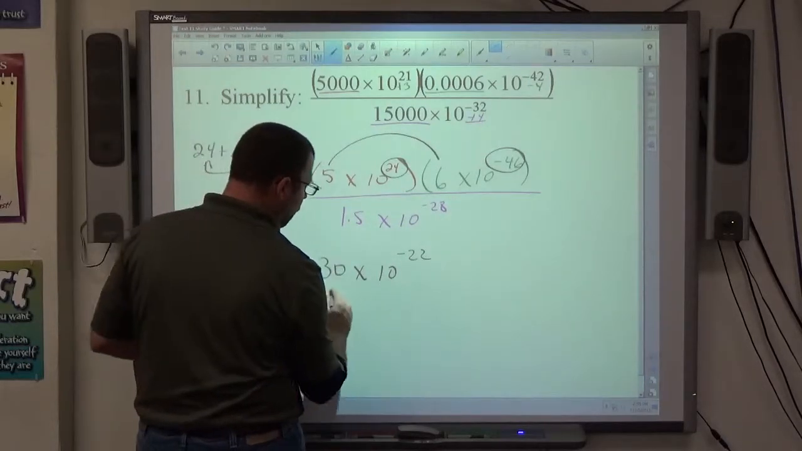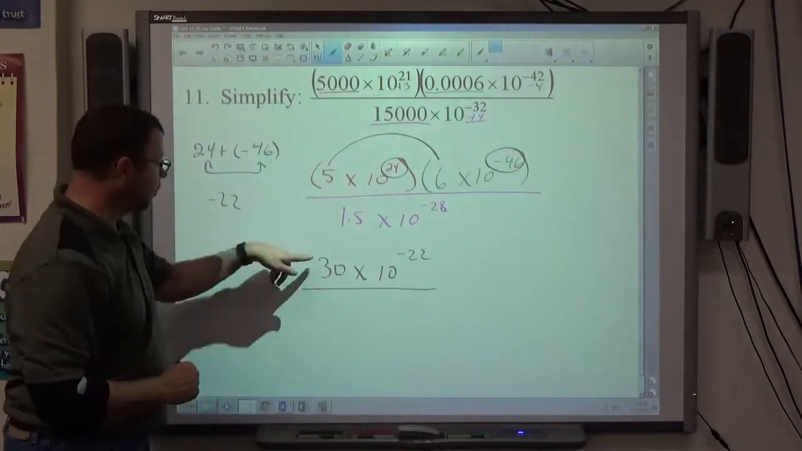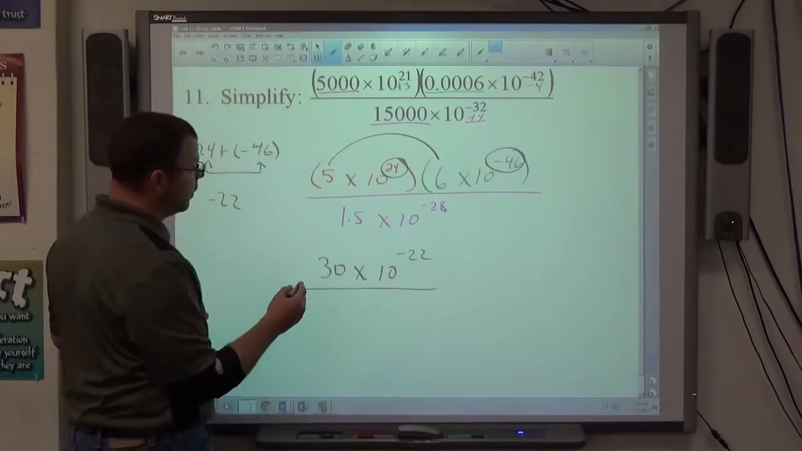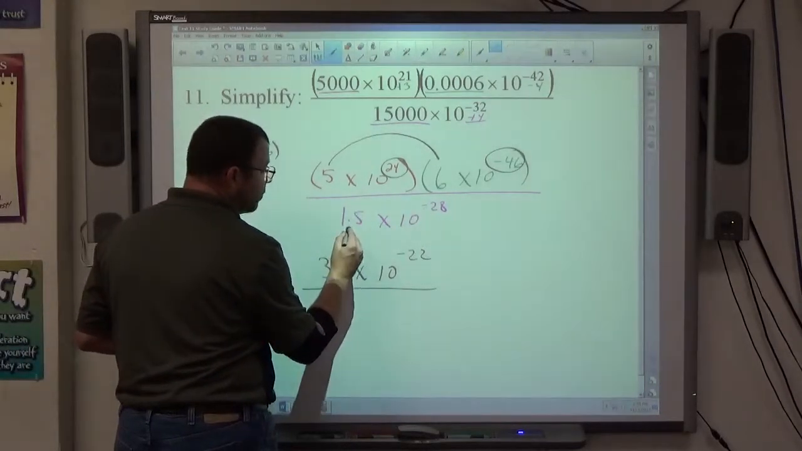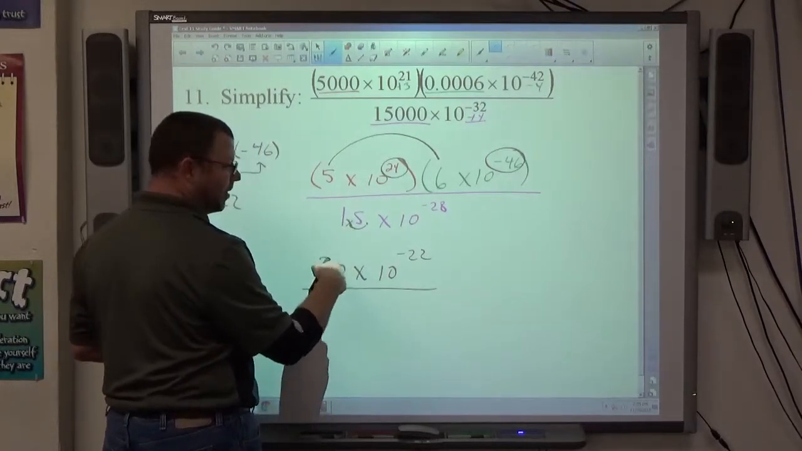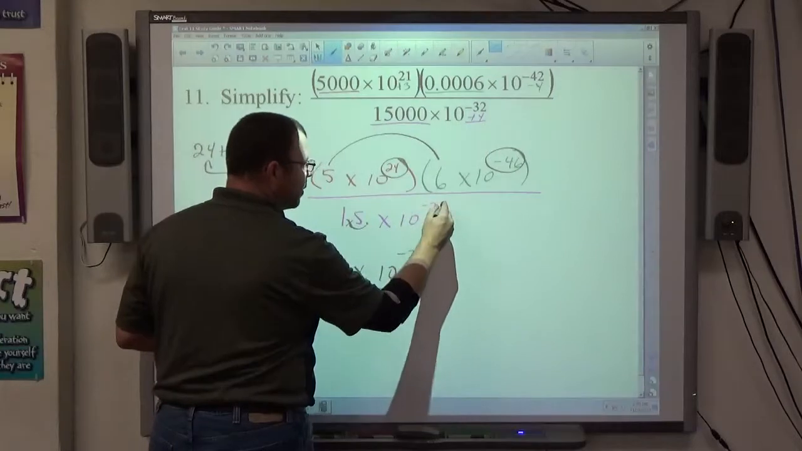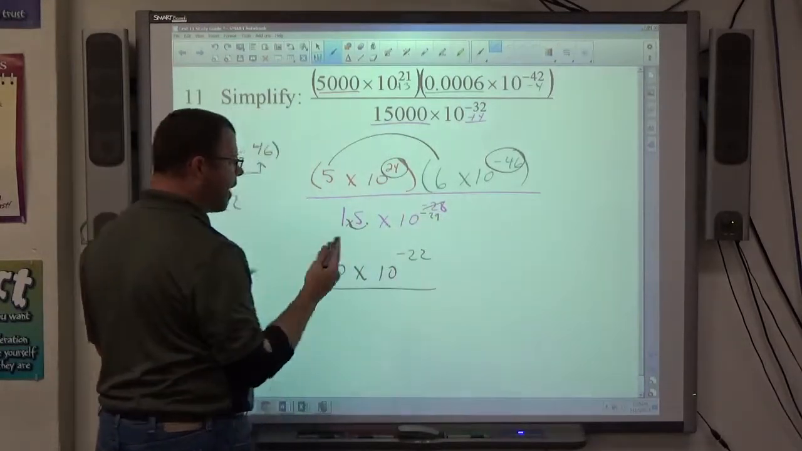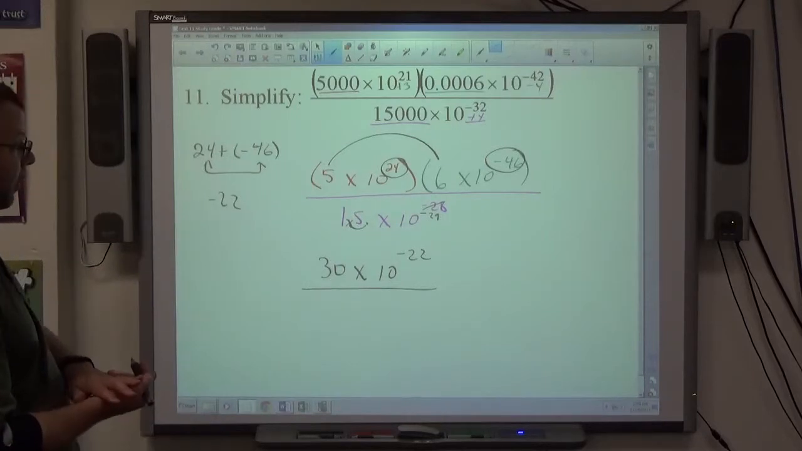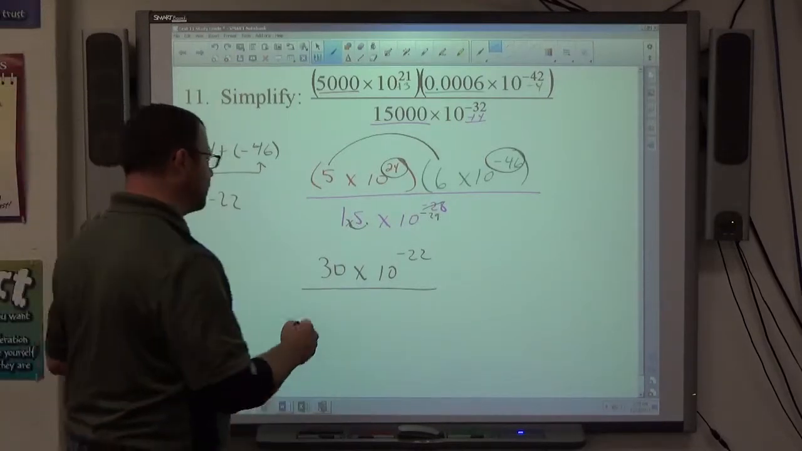On the bottom, I've got 1.5 times 10 to the 28. Now, 30 divided by 1.5 in my head, it's 20 for me. I don't know if you guys are that good at dividing decimals. I could just easily make this 15 here, because 30 divided by 15 is easy. If I make that 1 bigger, I have to make this 1 smaller. So think about that as a possibility. So 15 times 10 to the negative 29 is equivalent to 1.5 times 10 to the negative 28.